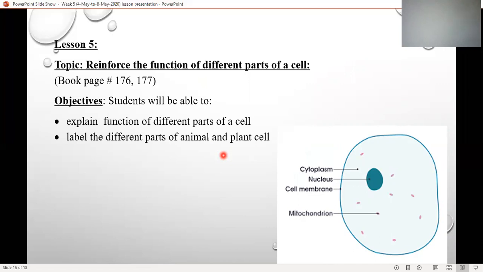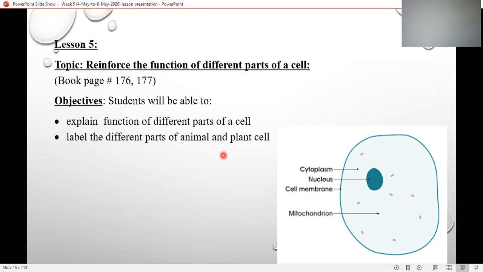Let's reinforce the functions of different parts of cells so you can have a clear idea about the functions of the parts of the cell, and you are going to learn about the parts of cells very well. So let's explain the function of different parts of the cell and let's label the diagrams of animal and plant cells. I know you already have drawn the diagrams of animal cell and plant cell. Let's just label them so I can see how much you got.